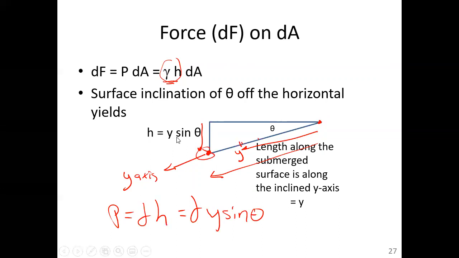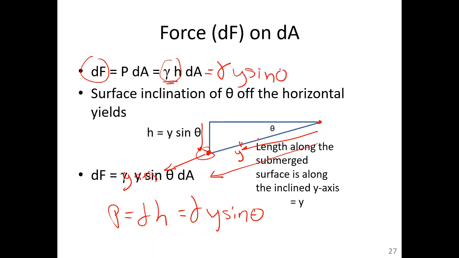And again, it's one of you who is the engineer who decided to put this gate inclined off of the horizontal, off of the vertical. Okay, so dF then would be equal to gamma y sine theta dA. So dF up here on the top is equal to P dA, gamma h dA, which is the equation that just came up below: gamma, instead of h, we've got y sine theta times dA. Y sine theta replacing h. It's all coming together.